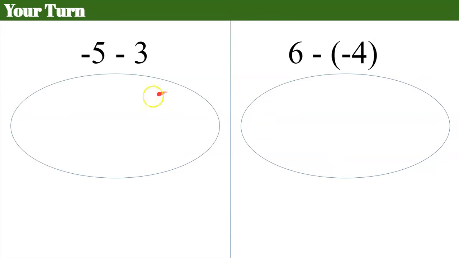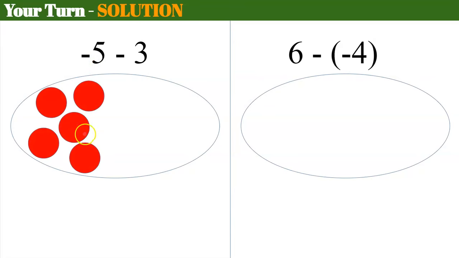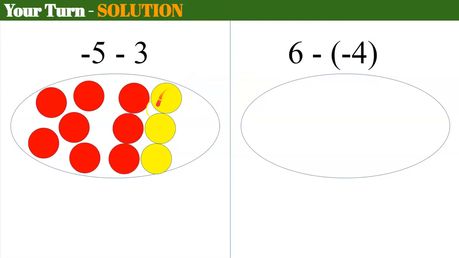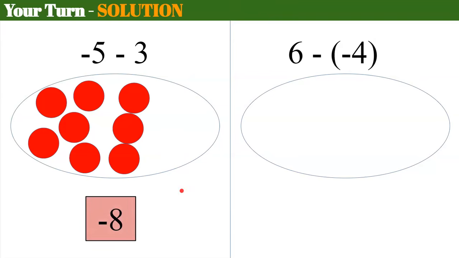Welcome back. So I hope you started by putting 5 negative integer chips on your mat. Then you were asked to take away 3 positives. So you would first need to add 3 zero pairs. Now I can take away 3 positive. When I do that, I am left with -8.